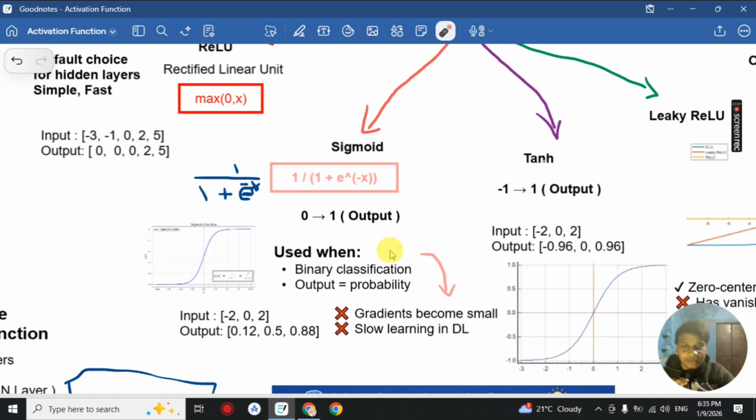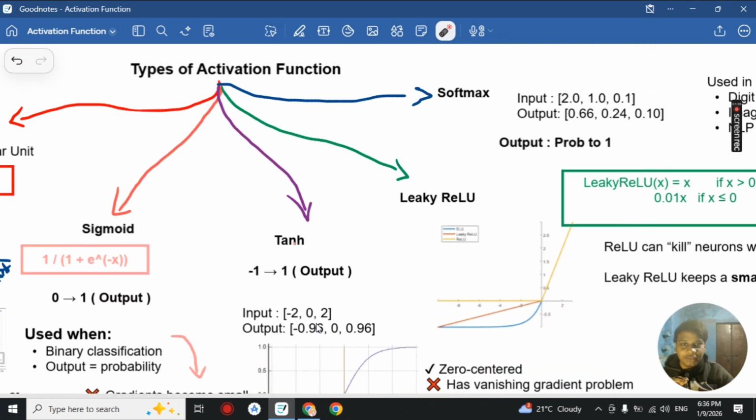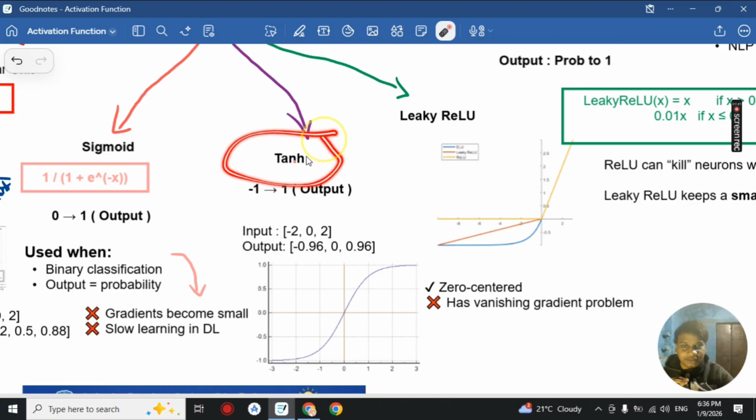But here the gradients sometimes become very small, which can slow learning in deep learning. For the sigmoid, here you could see that we pass the values -2, 0, 2, and when we put them inside this formula we get their respective values. Then we have our tanh activation function.